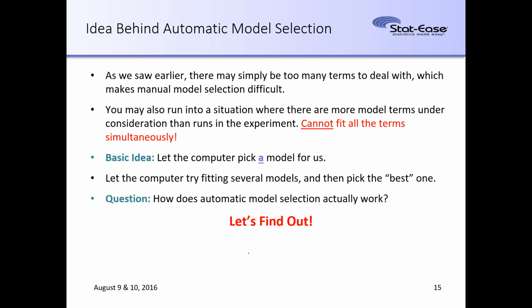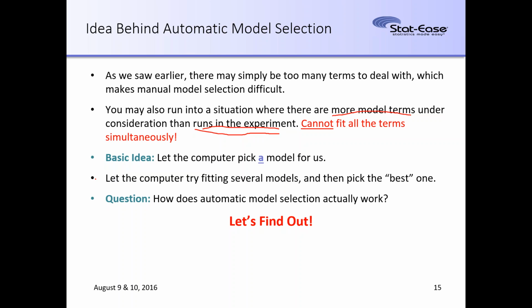As we saw earlier in that coffee illustration, there may be too many terms to deal with, so it may be hard to select the terms manually. You also may encounter a situation where there are more model terms that you're considering putting in the model than you have runs in the experiment. In a situation like this, you cannot fit the full model and simply drop the terms. You need to fit a subset. And if you have 105 terms and you can only fit 60 of them at a time, that's a lot of subsets that you're going to have to be considering.